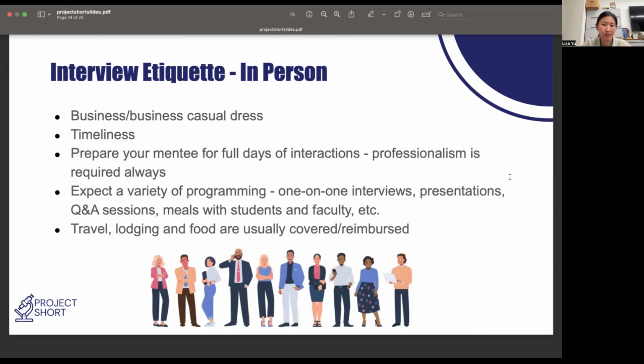I think I'd also explain to your mentees that if they're invited for in-person interviews, it might be a multi-day kind of situation with one-on-one interviews. They might be in some research presentations, Q&A sessions, there might be meals with faculty and other students. And it's important for them to know that they need to be professional throughout all of these different events that might occur. And also, in case they didn't know, usually the travel, lodging, and food are covered or reimbursed by these programs, so they shouldn't have to undergo financial stress to be able to attend.